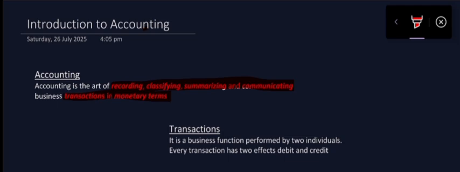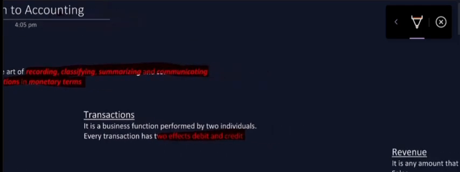Now, the question arises, what is a business transaction? It is a business function performed by two individuals. Every transaction has two effects, debit and credit. From here on out, I want you to listen carefully. We use the word debit to describe an increase in our assets, expenses, and losses. Alright? It goes on the left side of your T account.